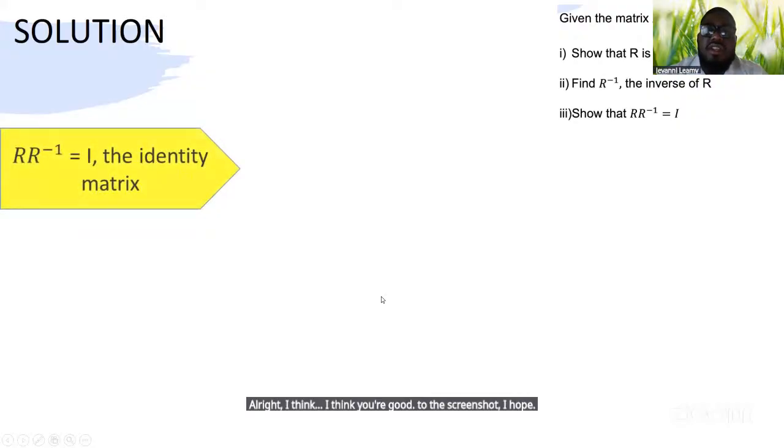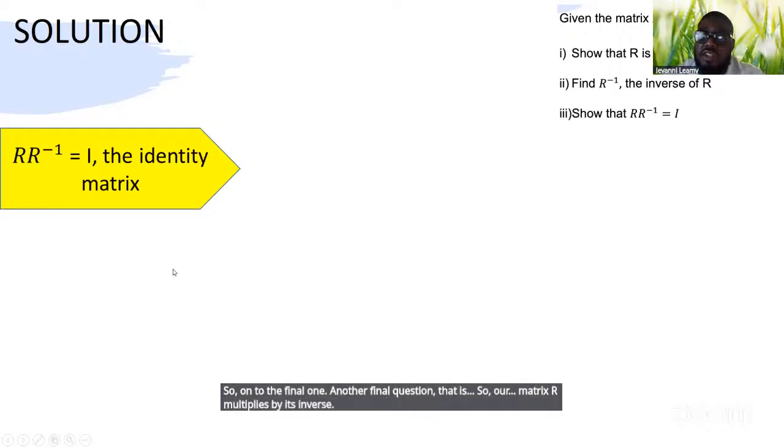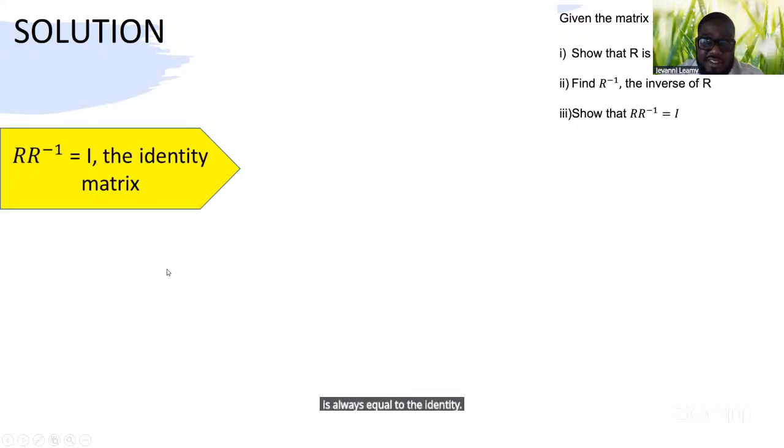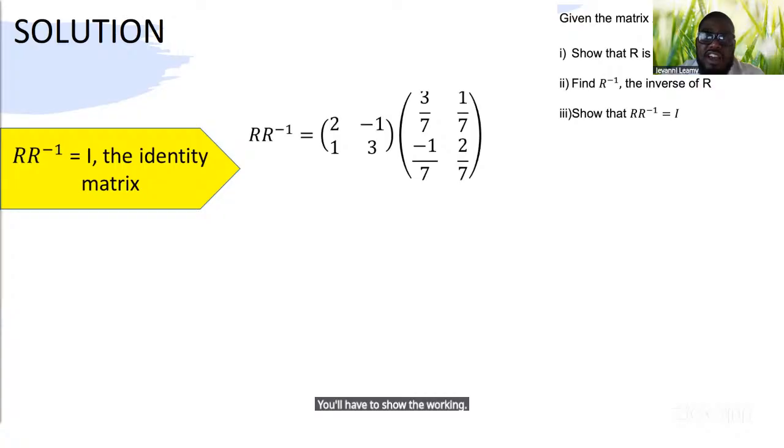So on to the final one, not the final question, that is. So matrix R multiplied by its inverse is always equal to the identity. It says show that. So you can just write down I and think you'll get full marks. You'll have to show the working. So we have the matrix R, and we just found the inverse. So those are what we're going to multiply. Are they compatible? Yes, they are. They are both 2 by 2, and the inner dimensions are 2 and 2, so they can be multiplied.